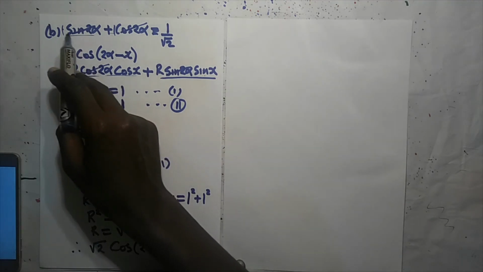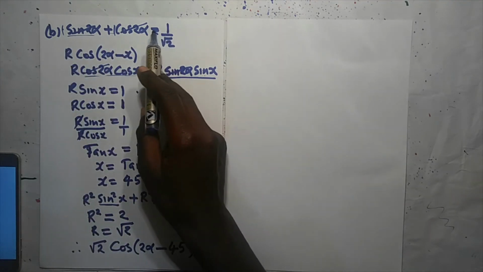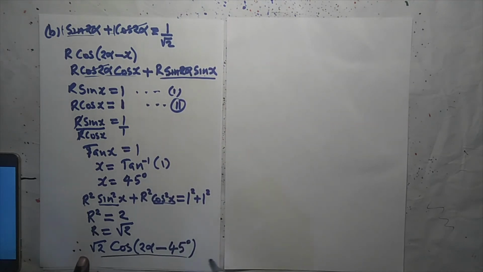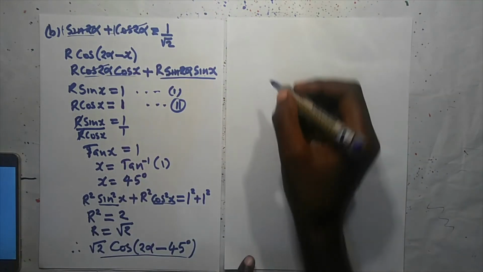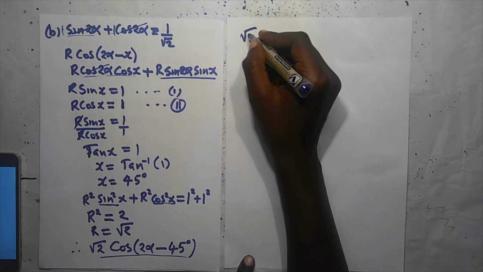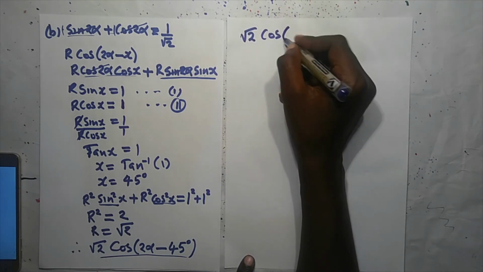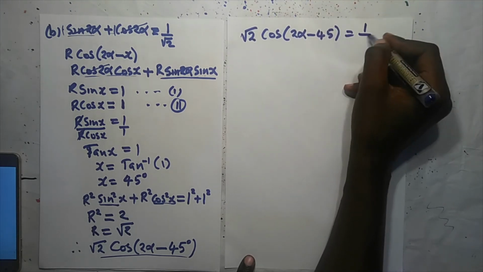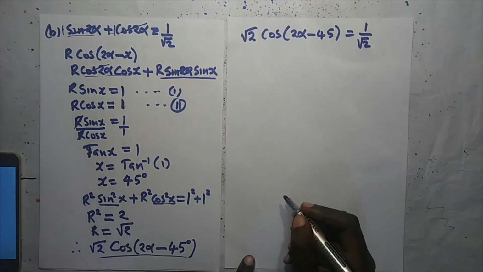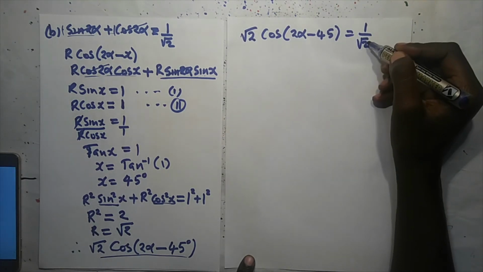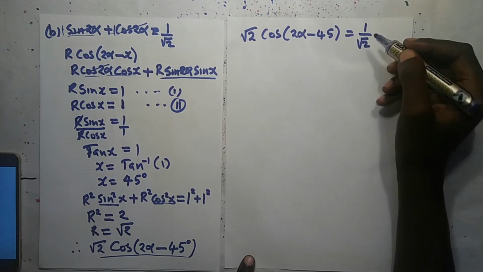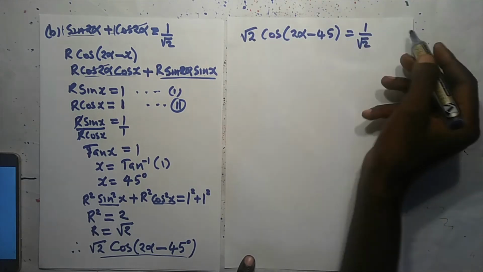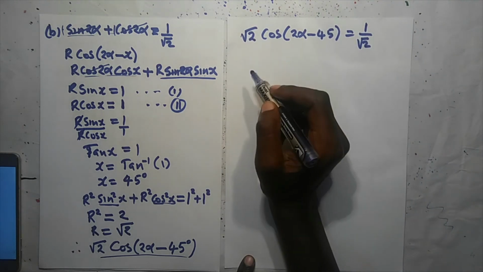So since the original equation has an equal sign here, which is equal to 1 over root 2, it means that even the one that we have found here, because it's just another form of this one, is going to be root 2 cos 2 alpha minus 45 is equal to 1 over the square root of 2. Okay, so here, since we have 1 over the square root of 2, we are going to multiply by the reciprocal of this square root of 2 on both sides of the equation, so that we get rid of this one here.